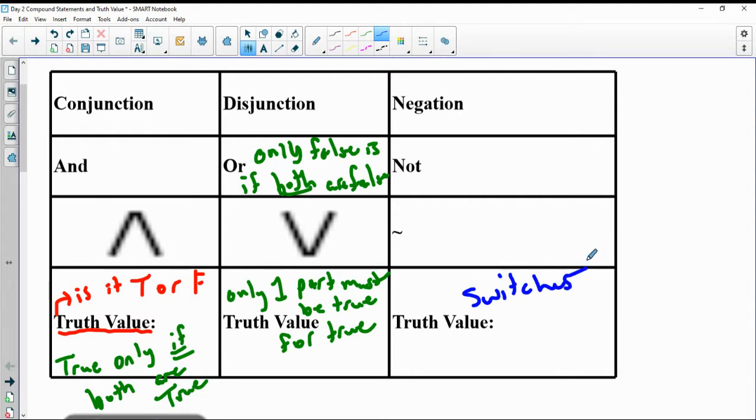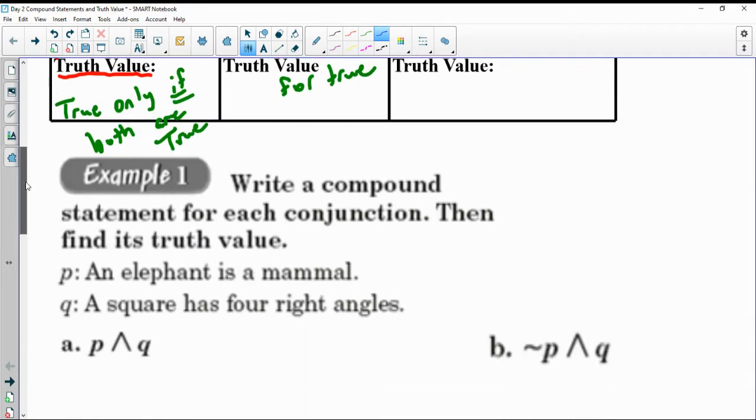So if your value is false, it switches to true, and vice versa. So it just negates it. It just switches the true or false value. Okay, so that didn't make a whole lot of sense. Examples are going to help.